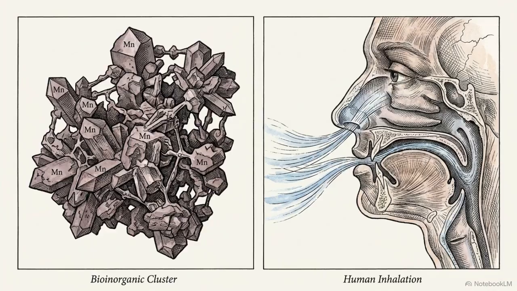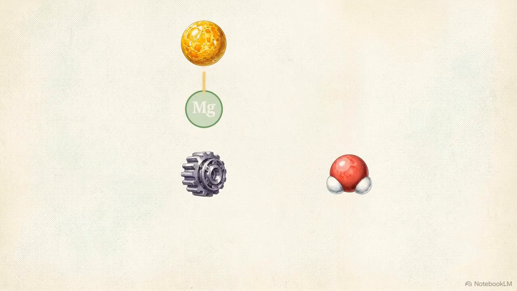Every single breath of oxygen required by animal life on Earth is the direct, ongoing consequence of this microscopic bioinorganic heist. It's a continuous system where magnesium captures sunlight to power a manganese engine, specifically designed to steal electrons from water.